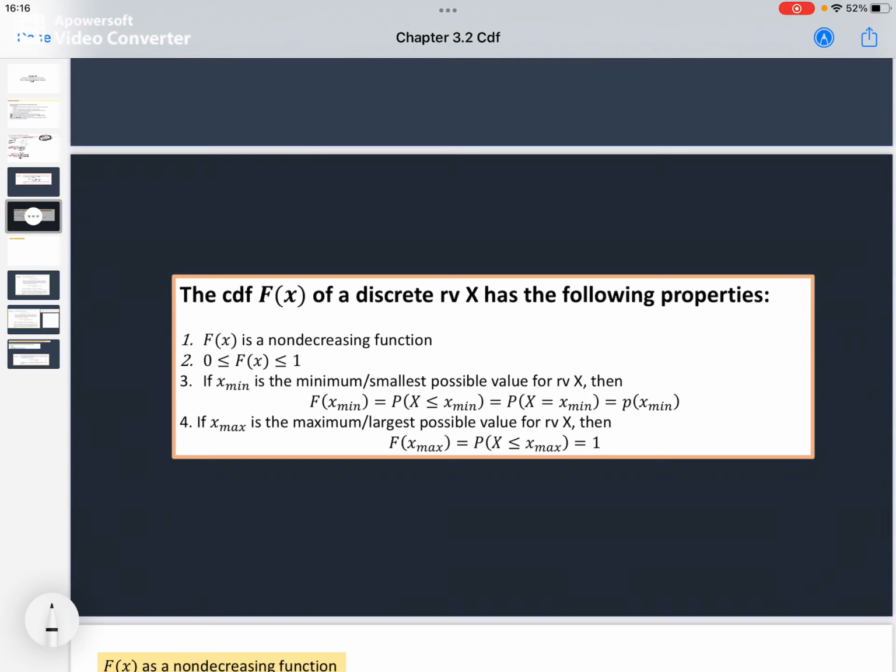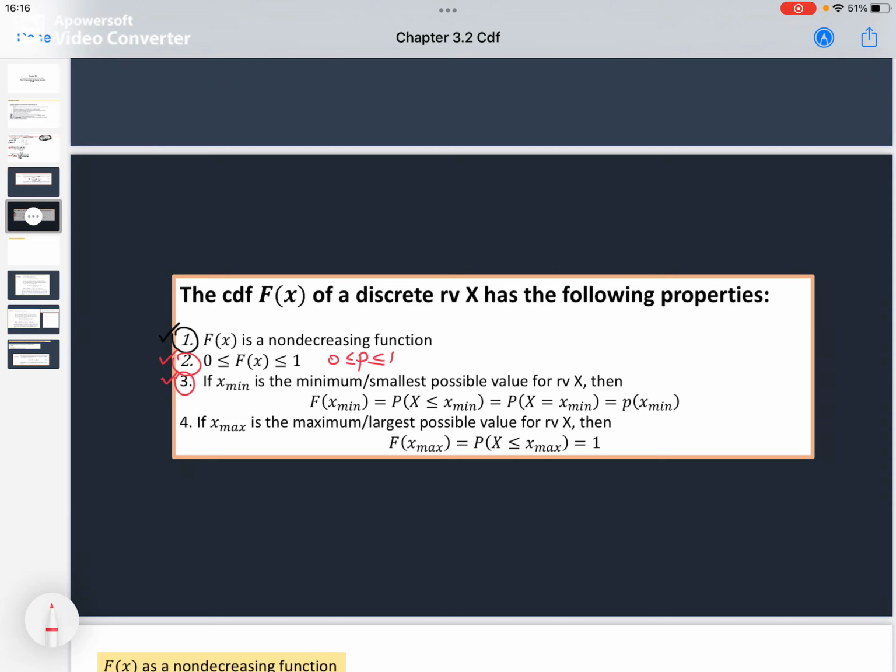Good. So what are the general properties of a CDF of a discrete random variable? The four general properties: first, the CDF F(x) is a non-decreasing function. We will have a look at what that means. Second, the CDF F(x) has a minimum value of 0, so F(x) is greater than or equal to 0 and less than or equal to 1. This makes sense because F(x) calculates probability, and probability is always between 0 and 1, including 0 and 1. You'll never have a probability of 1.2 or negative 16.